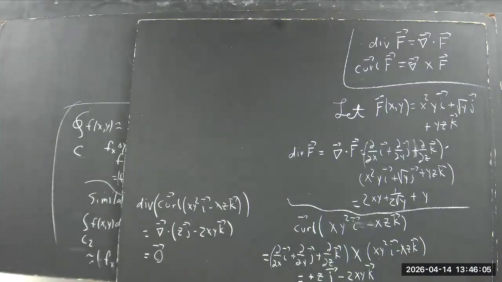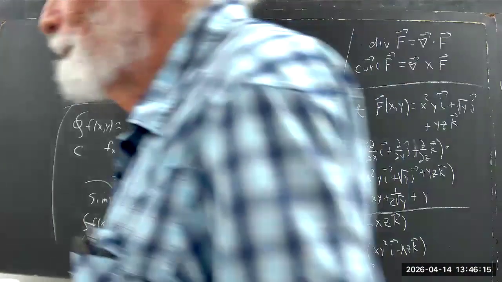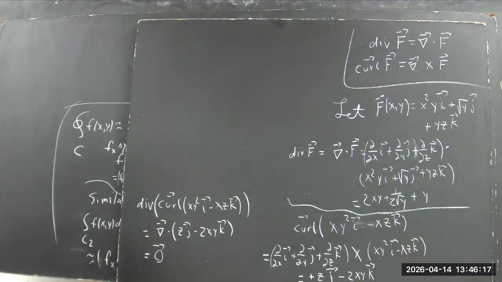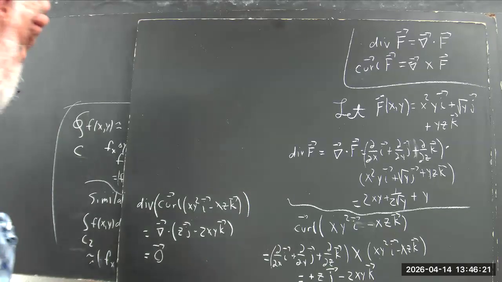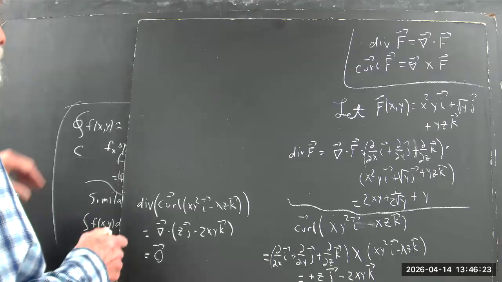Well, I know that's going to work out because it always works out, because the divergence of the curl is zero. Always. And that's really easy to do. You just write it out. Your book writes it out. I'll write out a little bit of it for you and you can finish it if you want to.